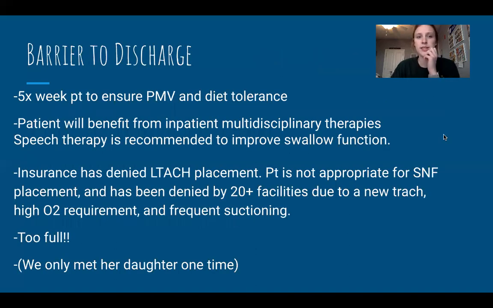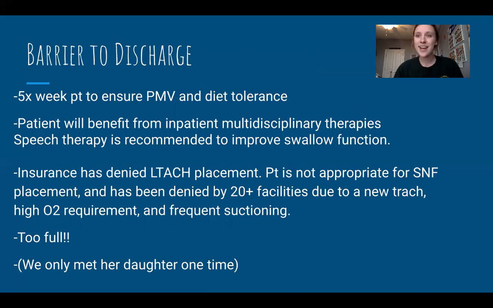So at this point, she has a barrier to discharge. We're seeing her 5 days a week for her PMV and diet tolerance and upgrade. And we have also recommended that she get services at her skilled nursing facility, and physical therapy and occupational therapy have also recommended that. So she is eligible on our end.